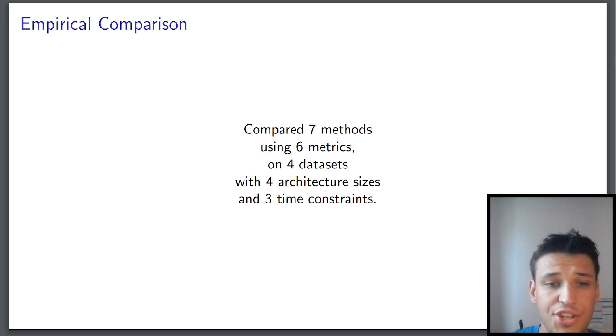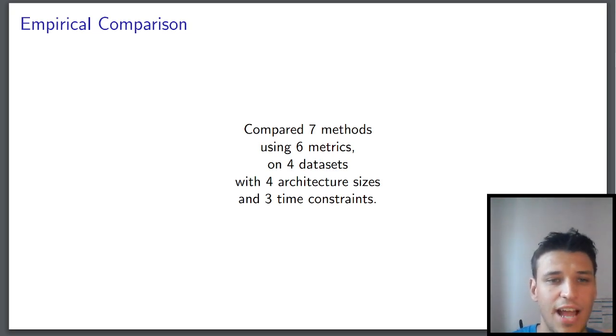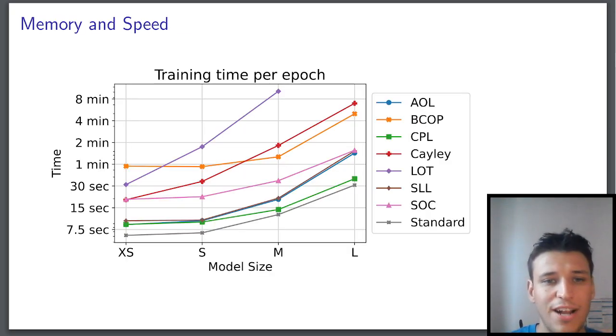For empirical evaluation, we compared the 7 methods using 6 metrics on 4 datasets with 4 architecture sizes and 3 different time constraints. We first compared training and inference times, as well as memory requirements at training and inference time. Results are generally in line with our expectations from the theoretical analysis.